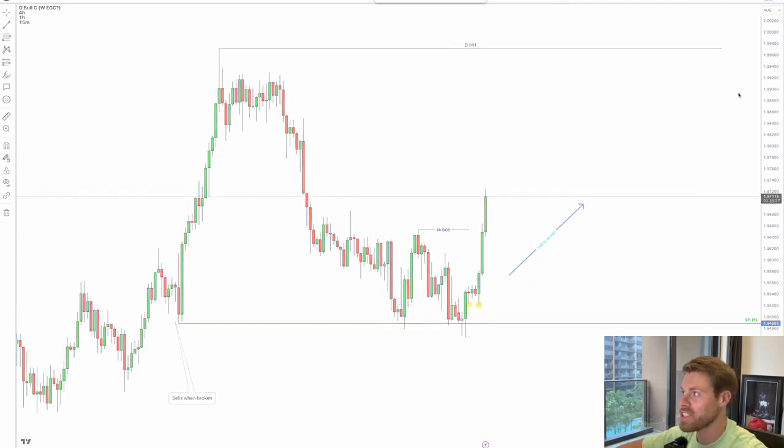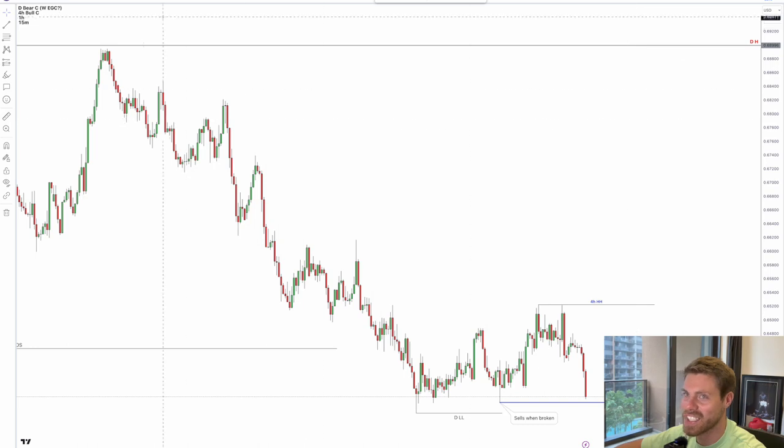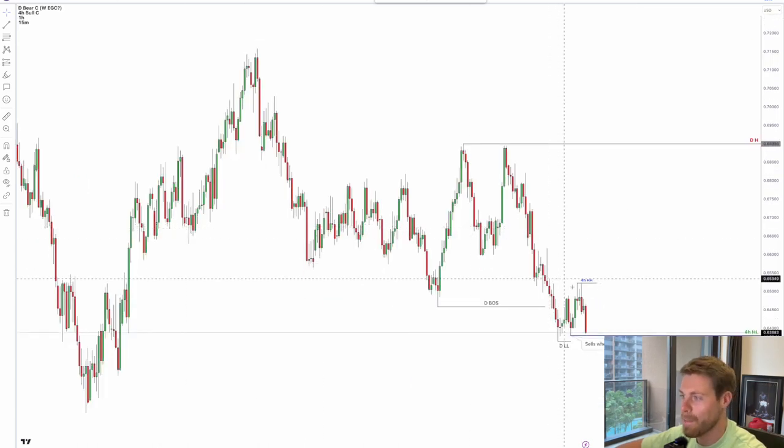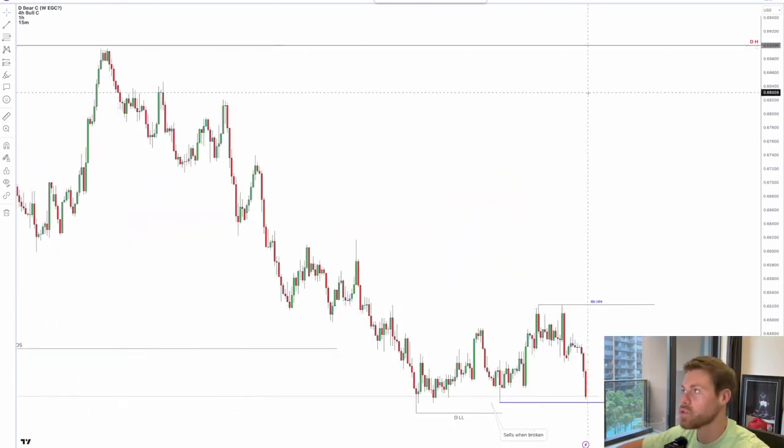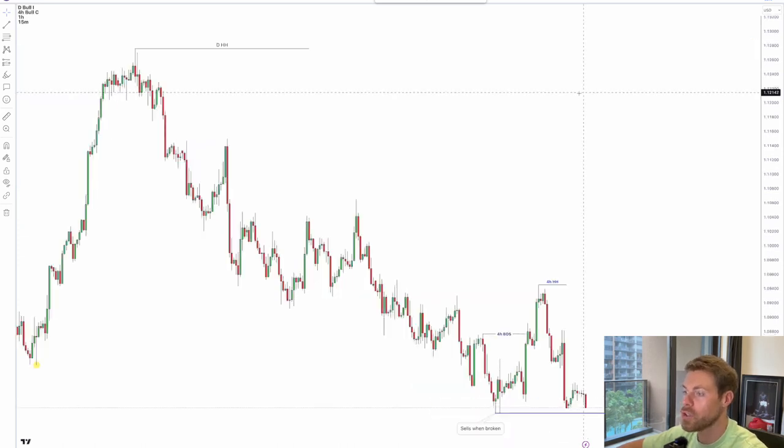Just know, sniper vision always on. Then, daily, about to make a new lower high by breaking this and breaking the 4-hour break of structure as well. Australian dollar, US dollar. Euro USD, exactly the same thing.